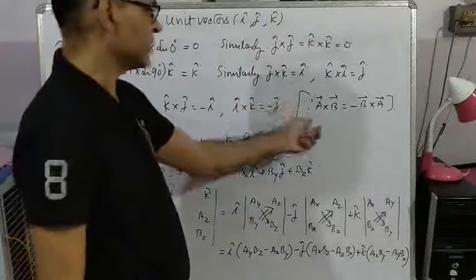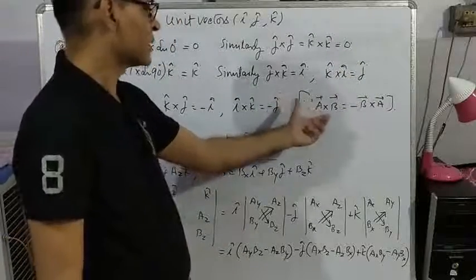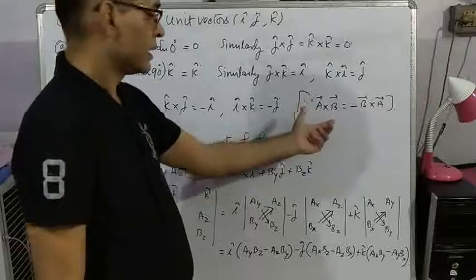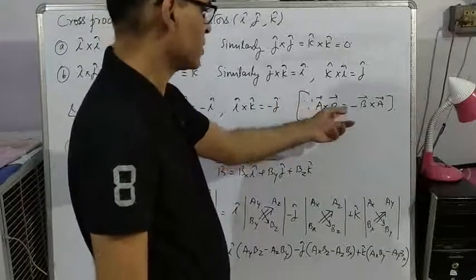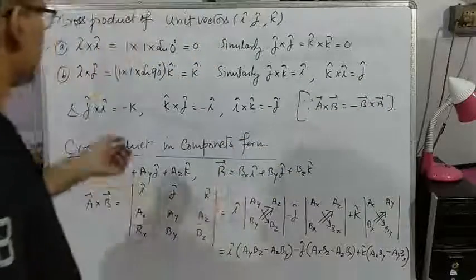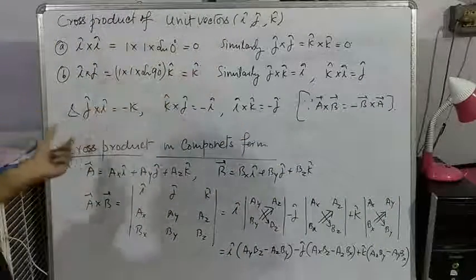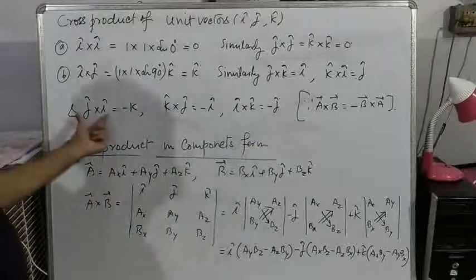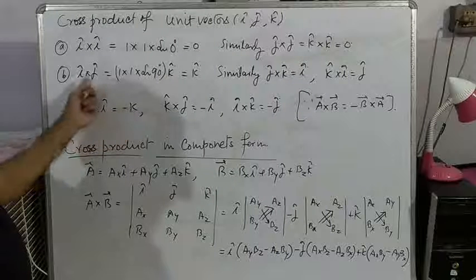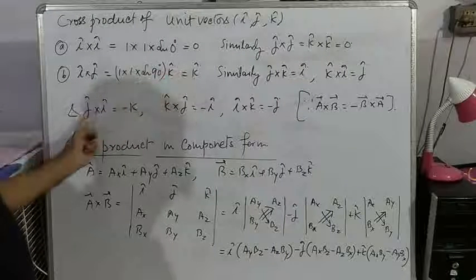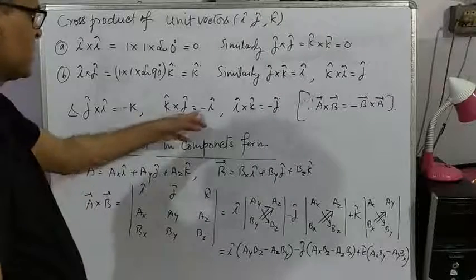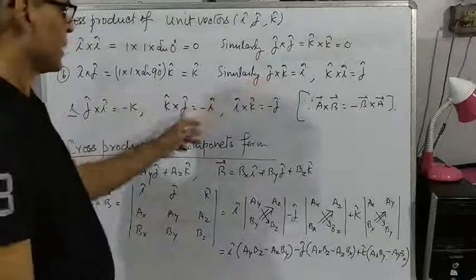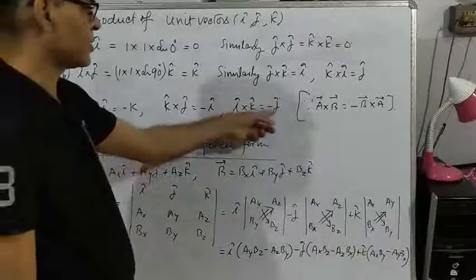We have just seen that cross product A cross B is equal to minus B cross A. So by that conclusion we can write J cross I is equal to minus k. I cross J is equal to k, so J cross I is equal to minus k. Similarly, K cross J is equal to minus I and I cross K is equal to minus J.